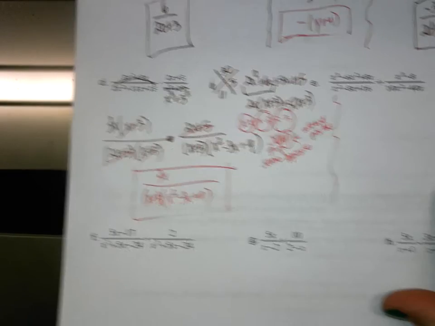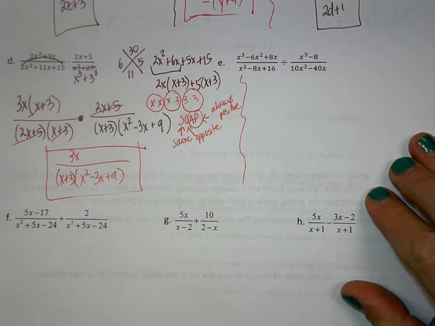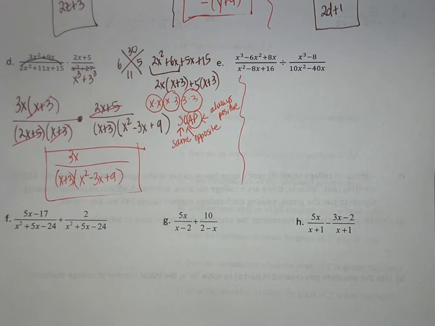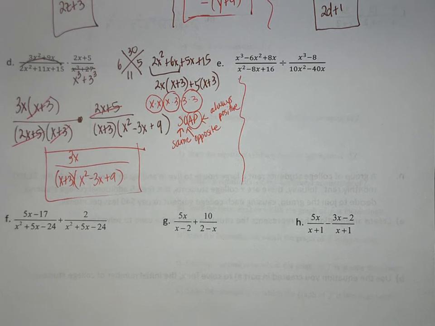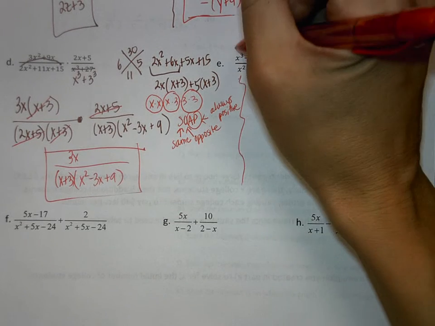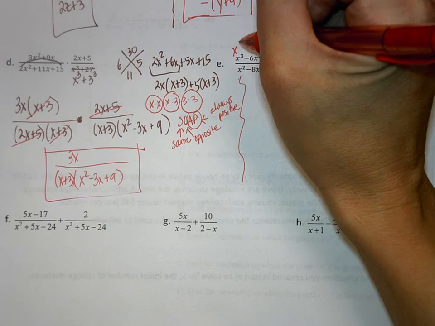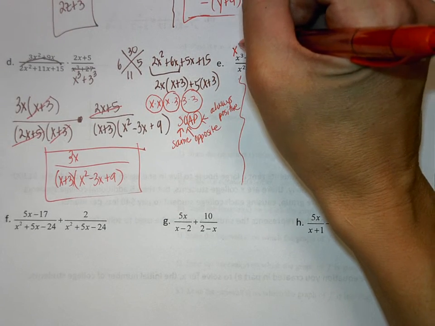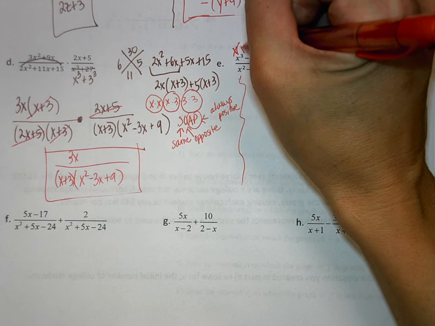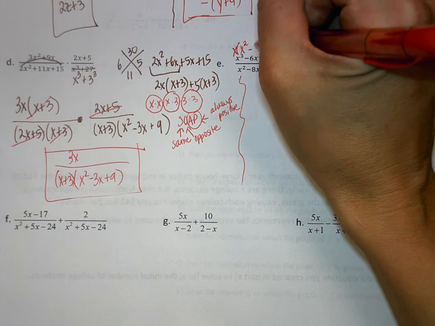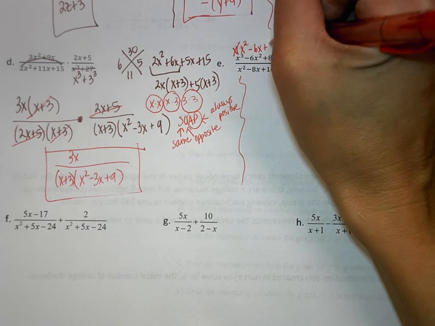Example E. What do you notice we should do first on example E? Good. You have a GCF, right? Which is what? An x. I'm going to do this first up here because I know it's probably going to end up factoring further. So I'm taking out an x, and then I'm left with x squared minus 6x plus 8.